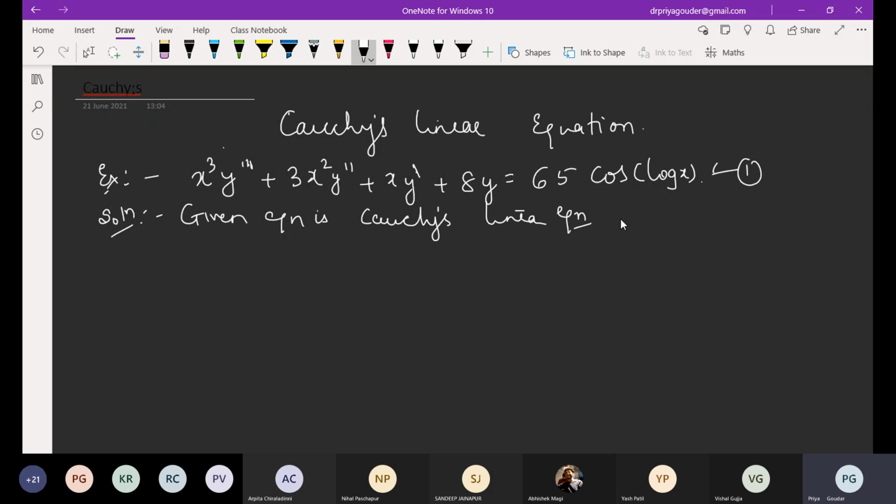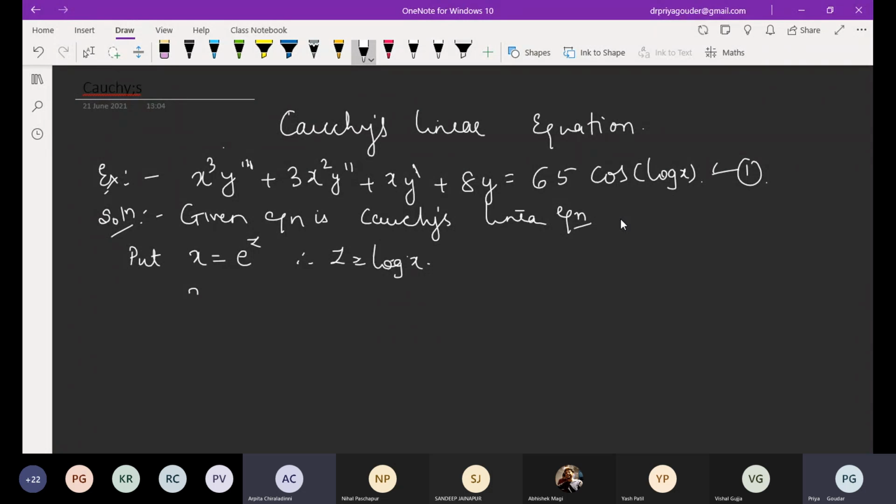Let us call it equation 1. Now, when it is Cauchy's, what do we have to write as the next step? We have to go for a substitution, right? What we have to take? Put x equal to e raised to z. Therefore, z is log x. Okay. z is log x.